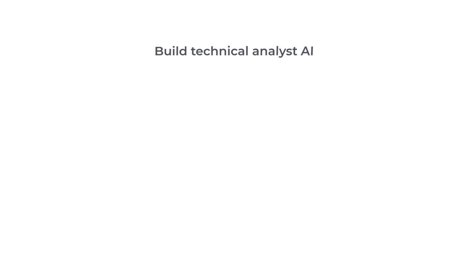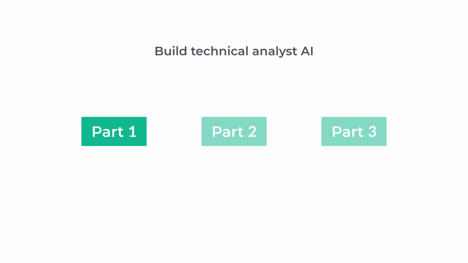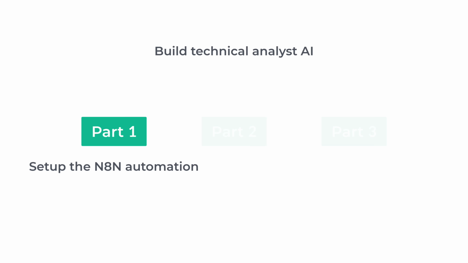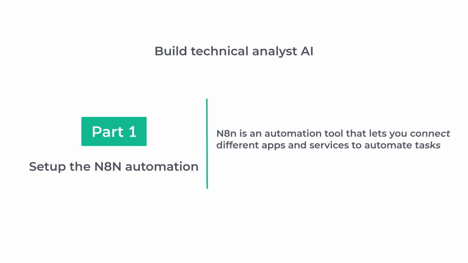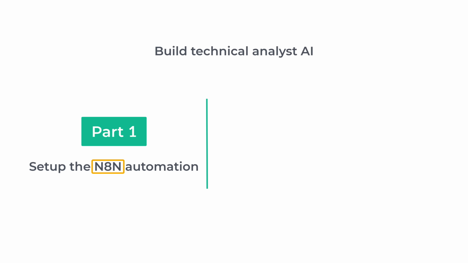We are going to build a technical analyst AI in just 3 parts. The first part is to set up the n8n automation platform. n8n is an automation tool that lets you connect different apps and services to automate tasks. This is where we'll build and run our automations, and you only need to set it up once. So we are going to do this in just 3 simple steps.